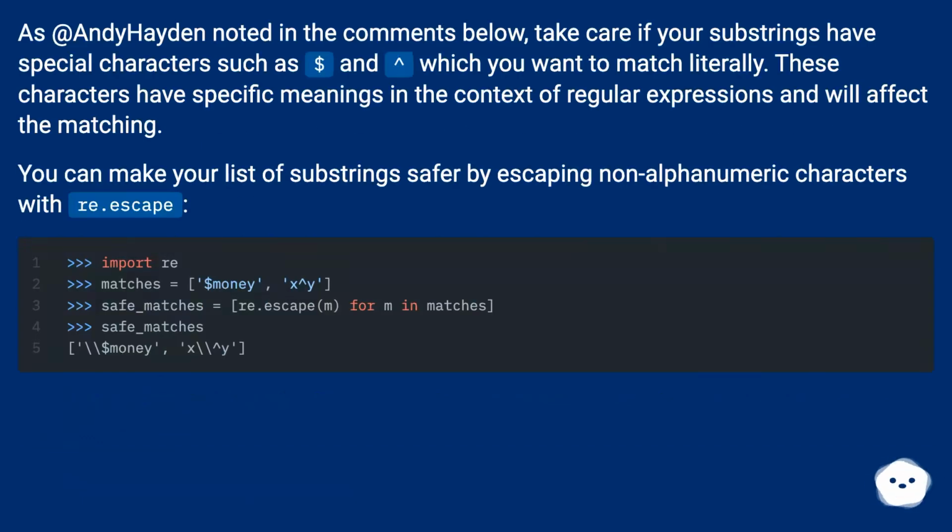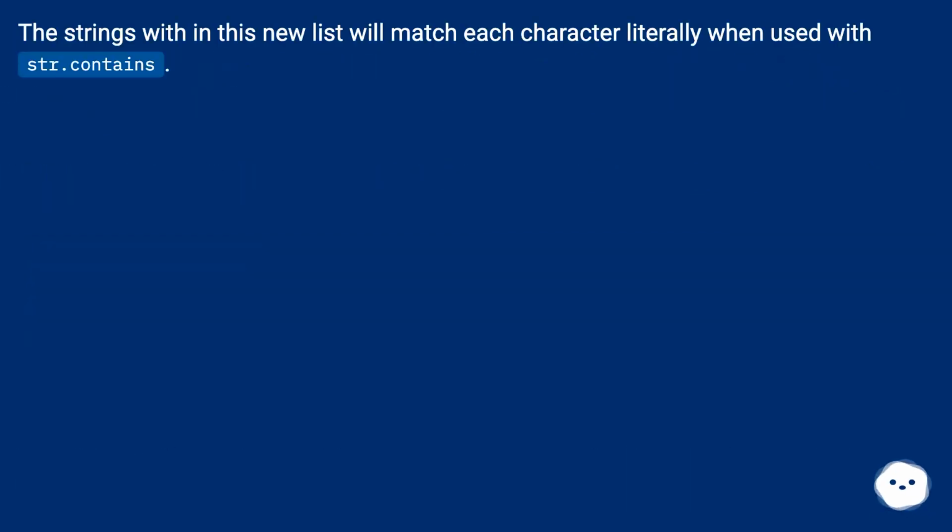As Hayden noted in the comments below, take care if your substrings have special characters, such as $ and caret, which you want to match literally. These characters have specific meanings in the context of regular expressions, and will affect the matching. You can make your list of substrings safer by escaping non-alphanumeric characters with re.escape. The strings within this new list will match each character literally when used with str.contains.